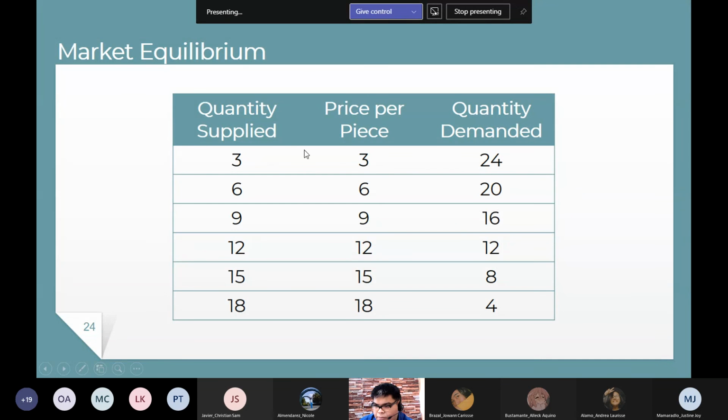This is a sample. Quantity supplied at 3 and quantity demanded is 24, and the price per piece is 3 pesos, let's say. Then here, 18 pesos and quantity demanded is 4. You only bought 4. As you can see, they're almost the same: 3 times 24 equals 72, and 18 times 4 equals 72. Therefore, you have achieved market equilibrium.